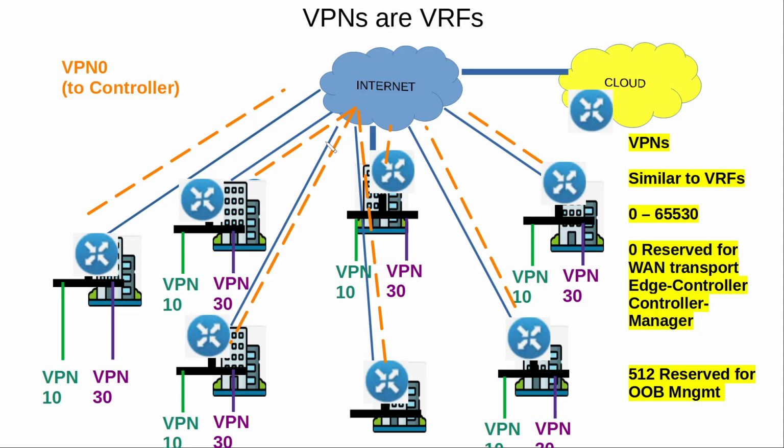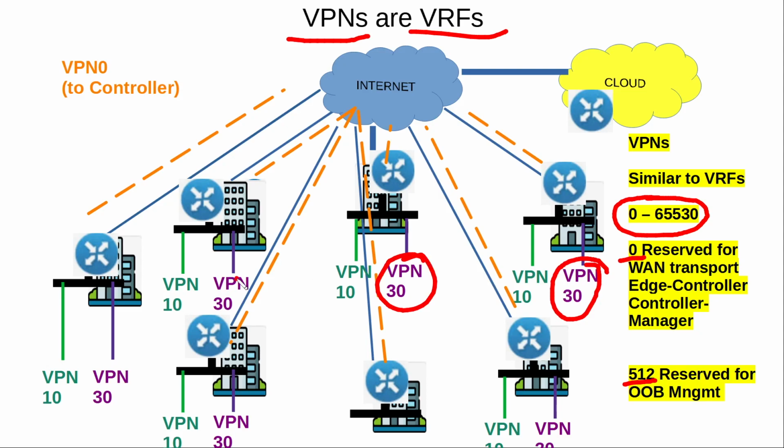This solution has the equivalent of VRFs. These are known as VPNs. You can have this amount of VPNs in your SD-WAN solution. Make sure not to use the 0 or 512 because those are reserved. For instance, you can create one VPN for all your voice over IP devices.